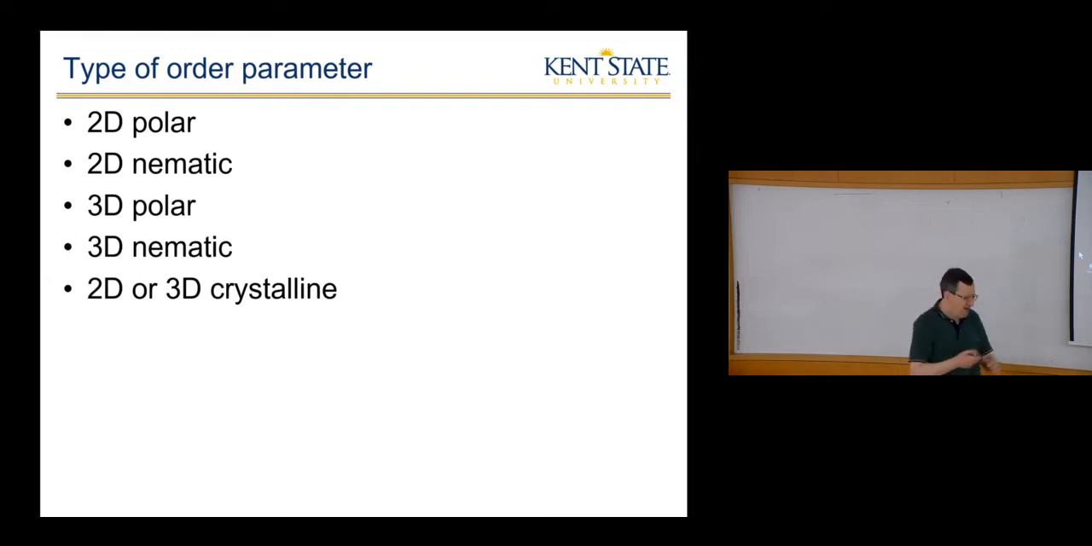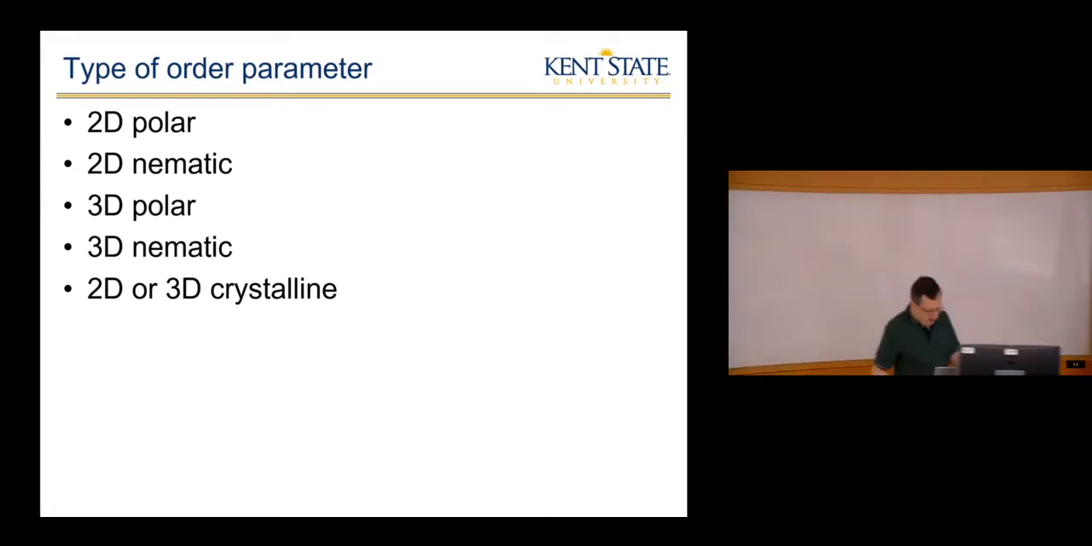Okay, the next generalization is to think about different types of order parameters. Okay, I have been telling you so far about a 2D polar order parameter, okay? But we could think about a 2D nematic or a 3D polar or a 3D nematic. And maybe I'll briefly mention crystal as well. And these things are all different.